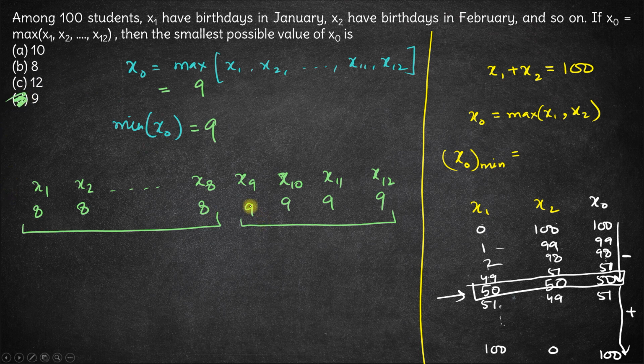If we had, let's say, given all the 4 students to x12, then what would have happened? This would have been 8, 8, 8, and this would have been 12. So we would have 100 students. Now x naught will be the maximum of these. Maximum of these would have been 12 in that case, but that's not the least possible value of x naught. The least possible value of x naught will be when all these numbers are as close to each other as possible. That is when 8 of them are 8 and 4 of them are 9. This is the case where x naught will be least and the least value will be 9. Thank you.